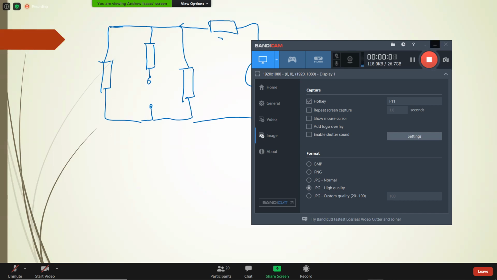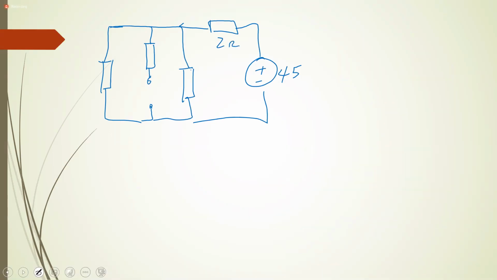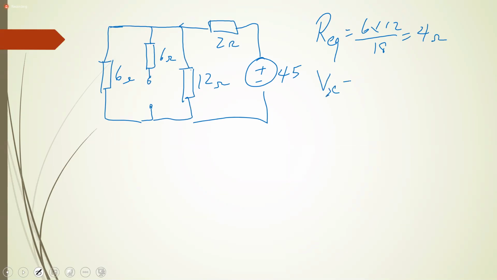Times 4 divided by... well, that's one step too fast. For the resistors 6 and 12, I called it R equivalent, and it was equal to 6 times 12 divided by 6 plus 12, which was 4. And then Vx would be the 45 volts multiplied by the 4, and then divided by the 4 plus the 2, and that would be 30 volts.